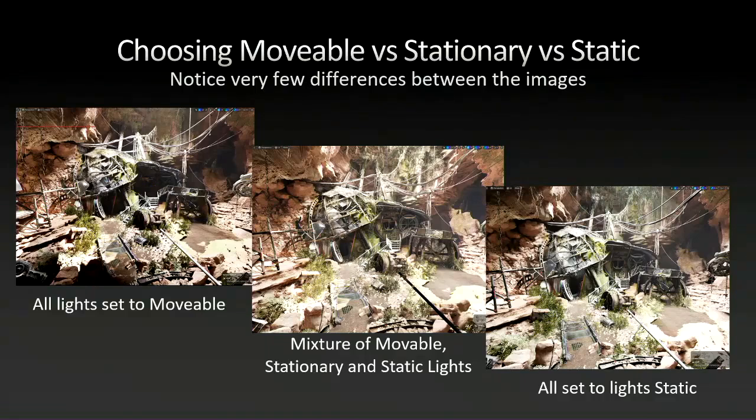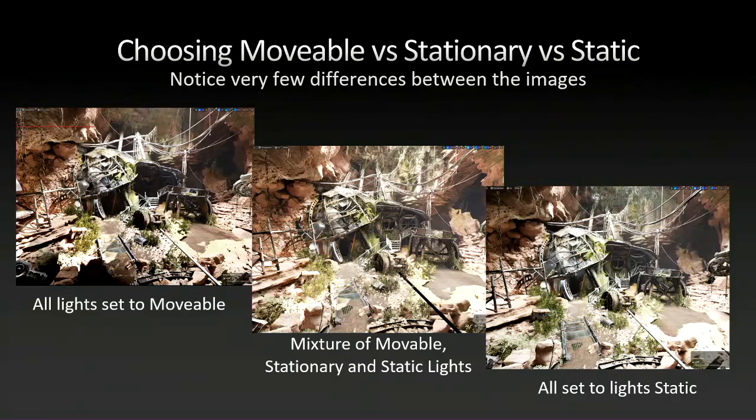So, choosing movable versus stationary versus static. Notice there are very few differences between these two scenes, but they have massively different performance profiles. So this one on the right here, all my lights are movable, so it's the most dynamic that it can be. This is a mixture, so some of them are movable, some of them are stationary, some of them are static, so that's like picking your nice in-between. And on the one on the right, everything is static.